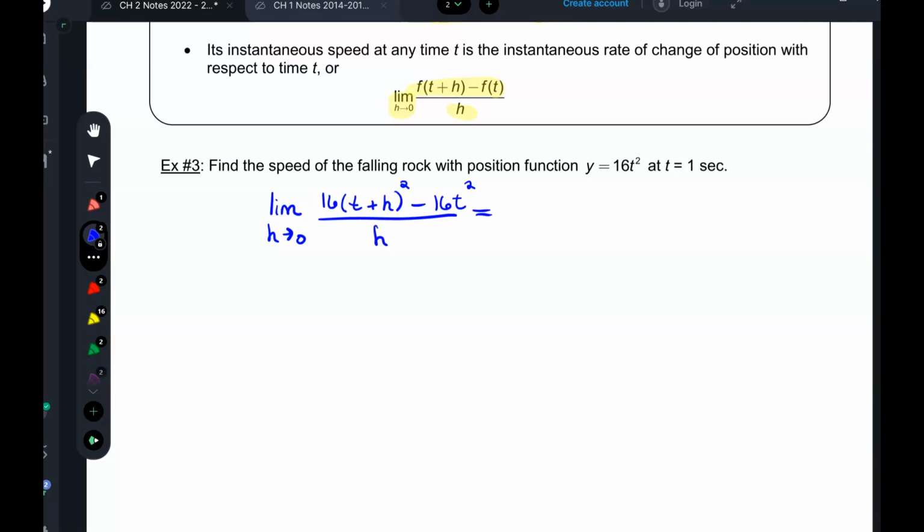Okay. Shall we give this one another try on our own? Okay.